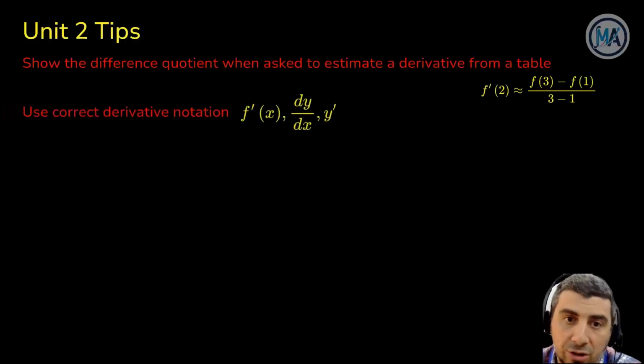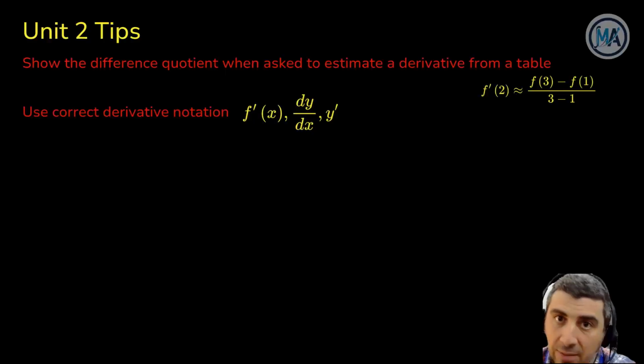Make sure you're using correct derivative notation, f prime, dy dx, y prime. This is really important because in calculus we have different levels of a function, so to speak. So you have the original function, the first derivative, second derivative. It's important to have correct notation so that we know what you're talking about.